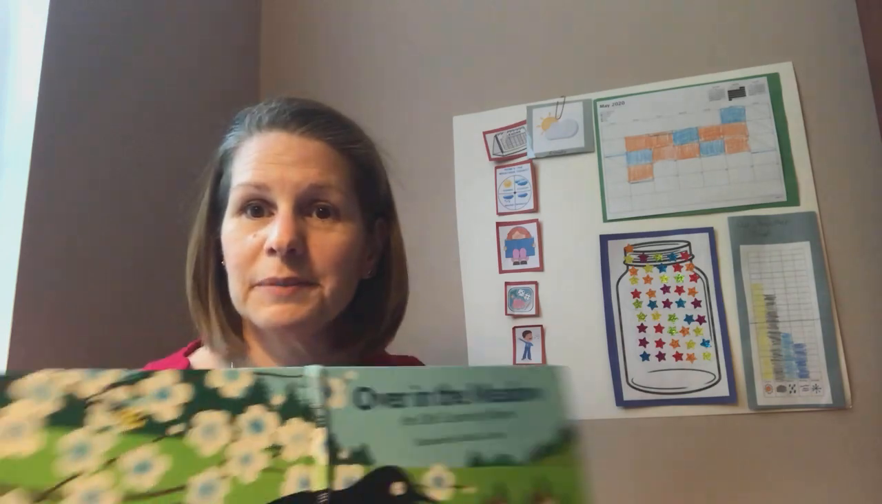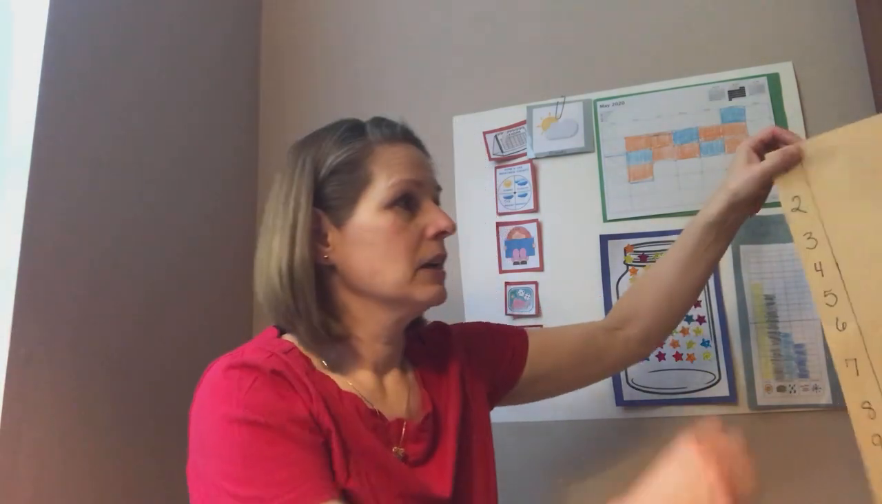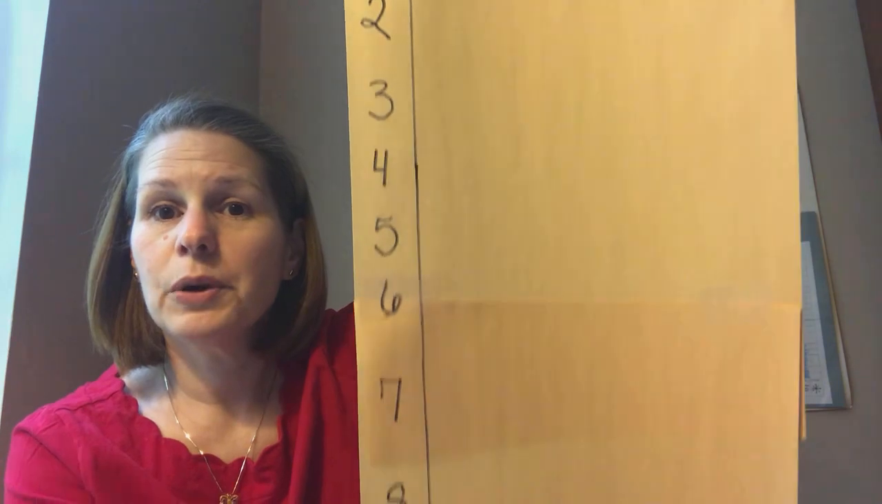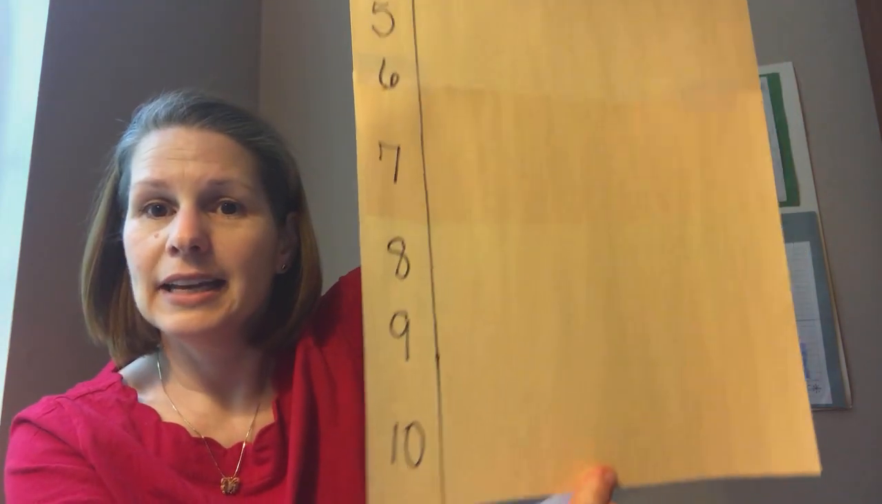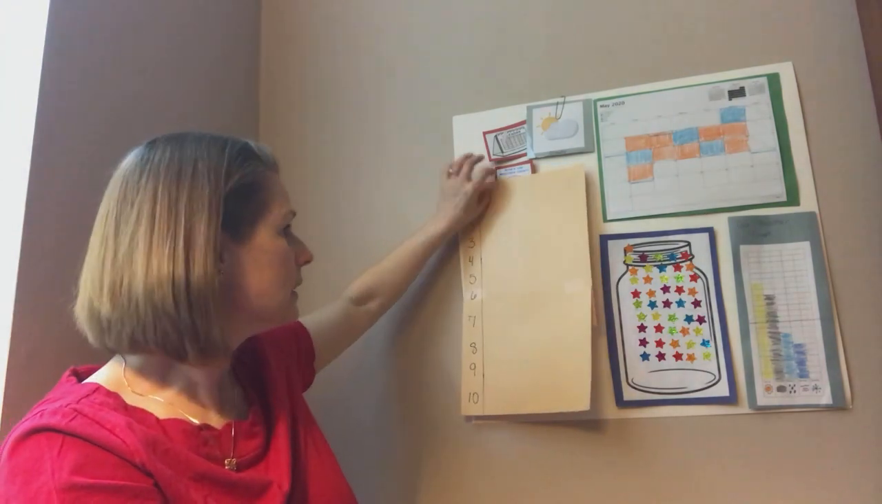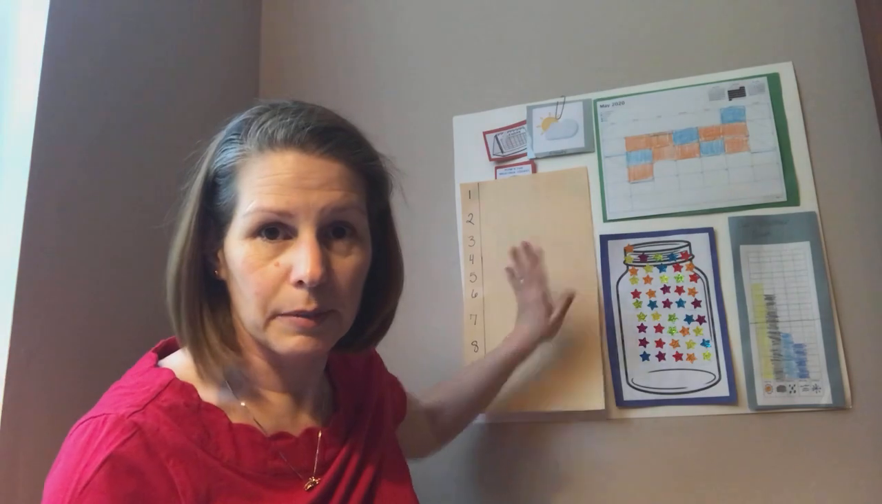And that's our book, Over in the Meadow. I thought it would be fun to look at some pictures of the animals and count them and match them to the numbers. So I have a chart with our numbers, 1, 2, 3, 4, 5, 6, 7, 8, 9, 10. We can put it right here. And we'll look at each slip and figure out how many animals are on that slip and match it to the number on our chart.